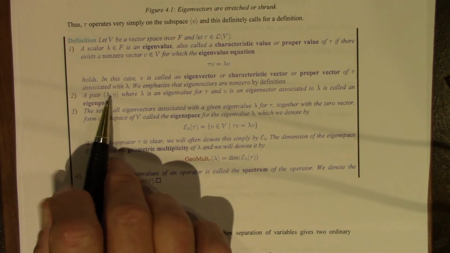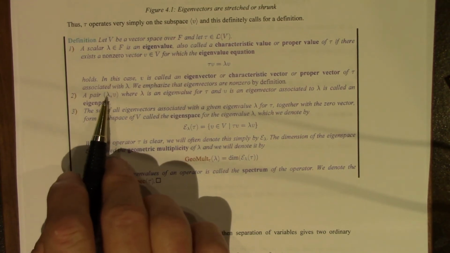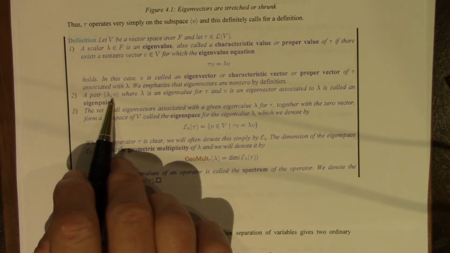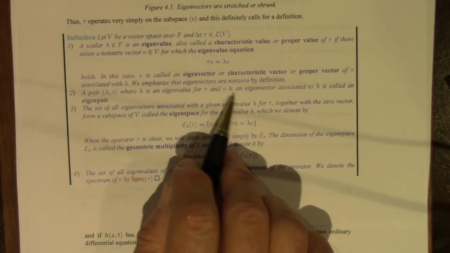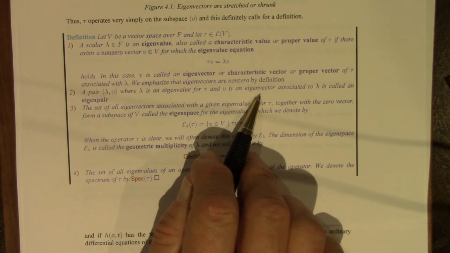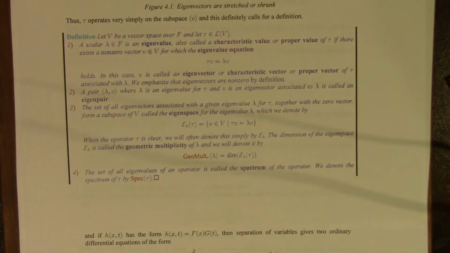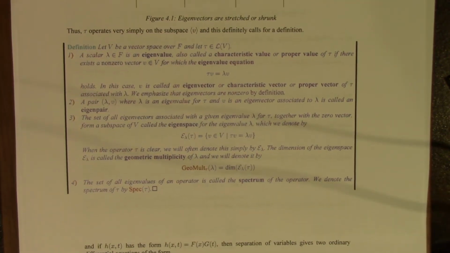And it's convenient to pair these things together. The pair lambda, v, where lambda is an eigenvalue for tau, and v is an eigenvector associated to lambda, is called an eigenpair.